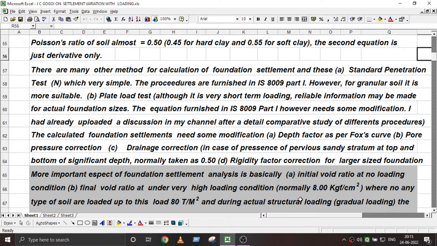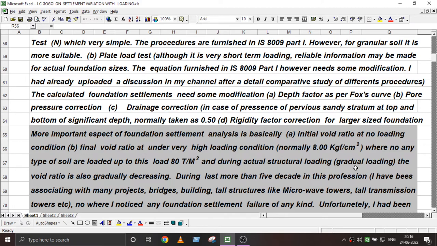Where only some type of soil is loaded up to 80 ton per meter square. No type of soil do we know where it is loaded so. And during actual structural loading, with gradual loading, the void ratio is also gradually decreasing. The compression index Cc or mv both have a dependable relationship with void ratio. So when we are loading, load is increasing, void is decreasing.